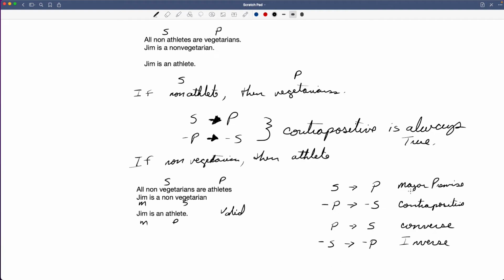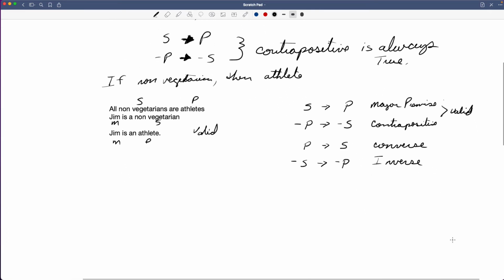So the major premise is S is P. The contrapositive is the opposite of P is the opposite of S. And this is always true. All right. These two are always, or I should say, valid. All right, the converse and the inverse are not always true. They're not. So let's try that and see. Let's see if we can prove that.